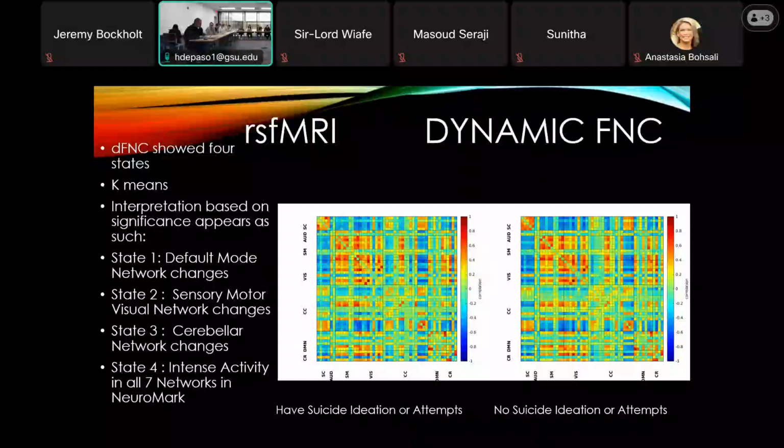State 1 is just the default mode network changes themselves. What was really interesting about the default mode network is that it's not quite default, so that's why I included that one. State 2 is more sensory motor and visual network changes, which will show components as well. State 3 was the cerebellar network changes, which is also really interesting, and I'll discuss it more in the discussion itself. State 4 was intense activity in all 4 networks, and the Neuromark components will be discussed as well.